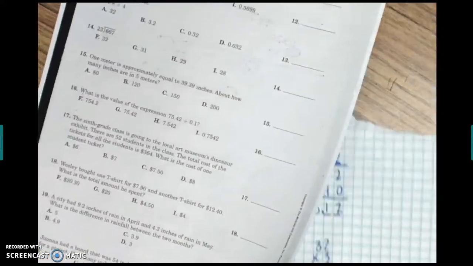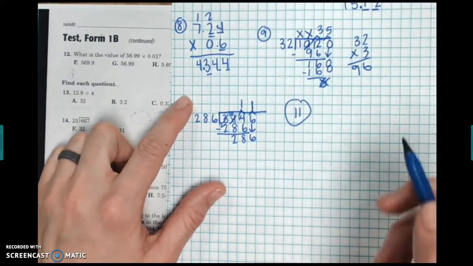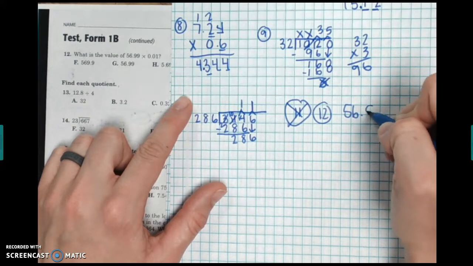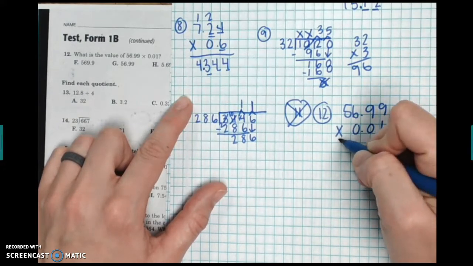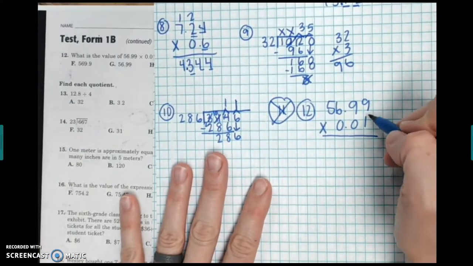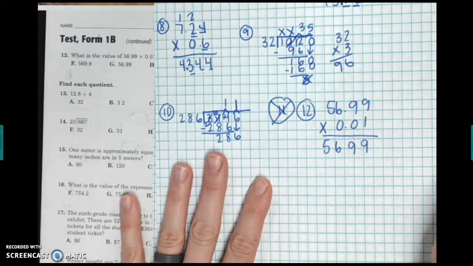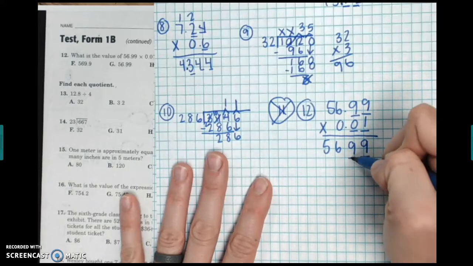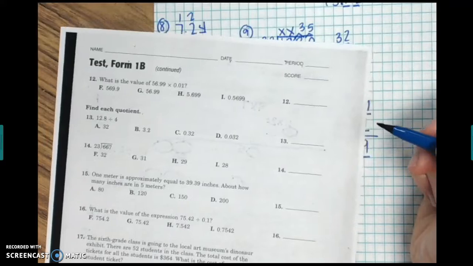Okay, flipping it over. What is the value of 56.99 times 0.01? It's actually not going to be very difficult because you're only multiplying by 1. So we have 9, 9, 6, 5. How many decimal places are we going to have down here? 4. 1, 2, 3, 4. 1, 2, 3, 4. So our answer is I.